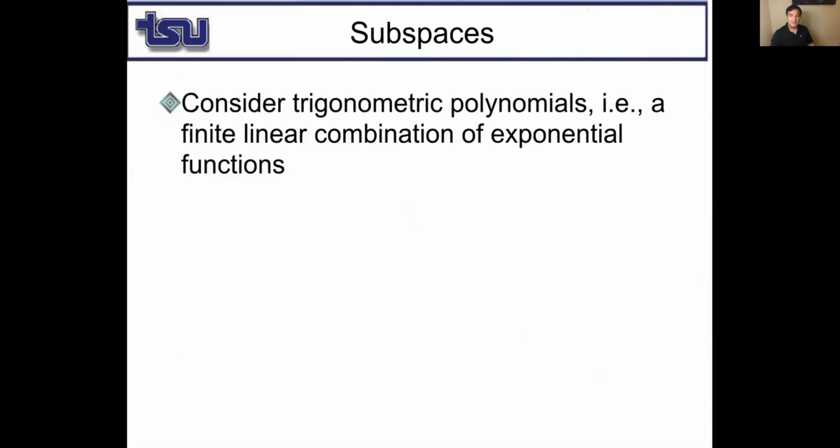Okay. So now let's get a little bit more serious. Consider trigonometric polynomials. When I say trigonometric polynomials, I mean finite linear combinations of exponential functions. Well, I hope you know that sine, cosine, those trigonometric functions, can be represented as exponentials. For example, here, this is a trigonometric polynomial. Why? Because it is a finite linear combination of what? Exponential functions. For example, here, from n1 to n2, we have a finite linear combination of what? Exponential functions. All right.